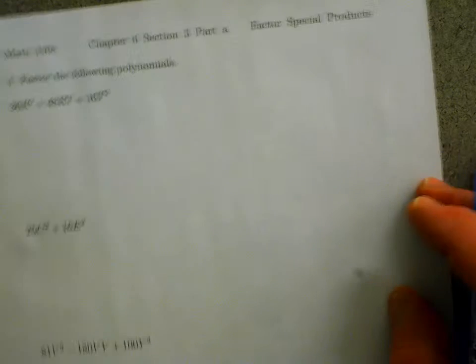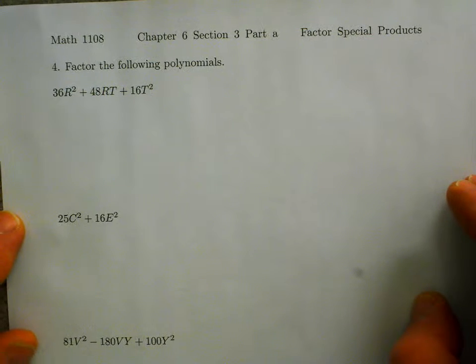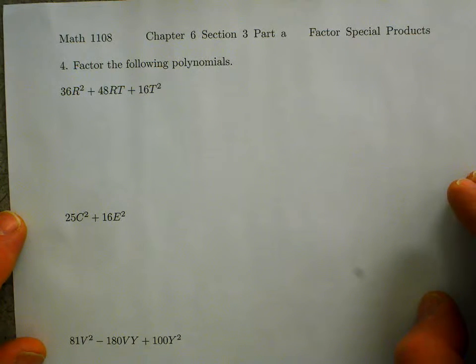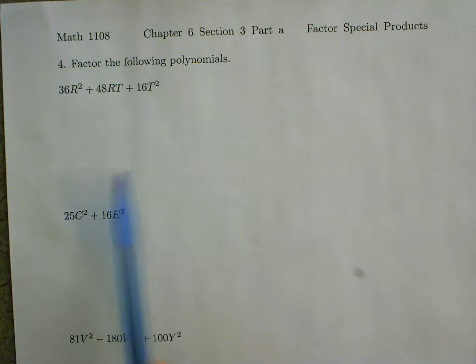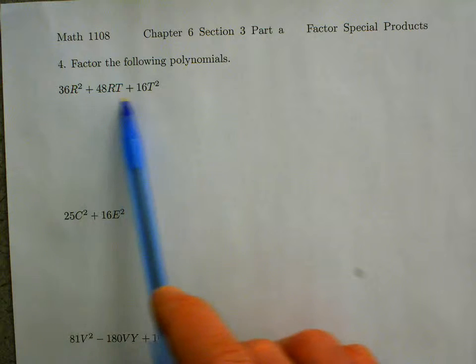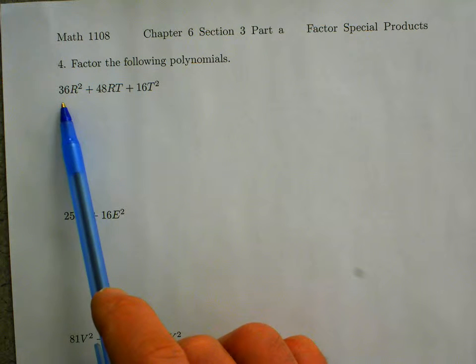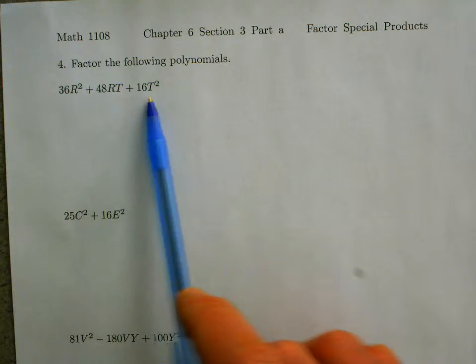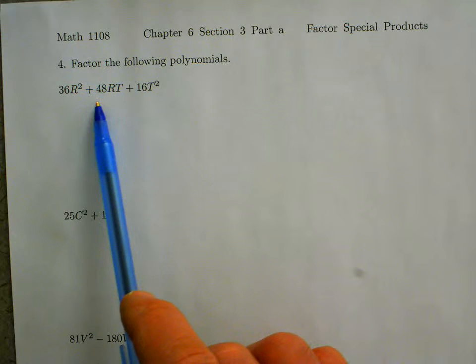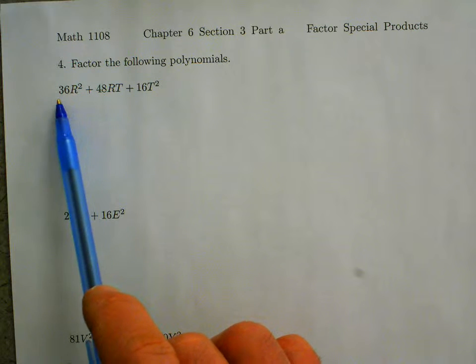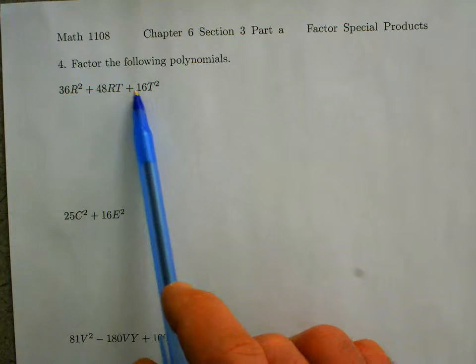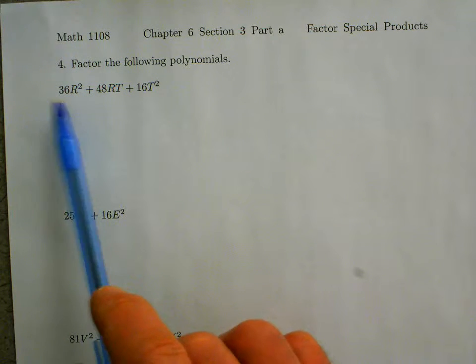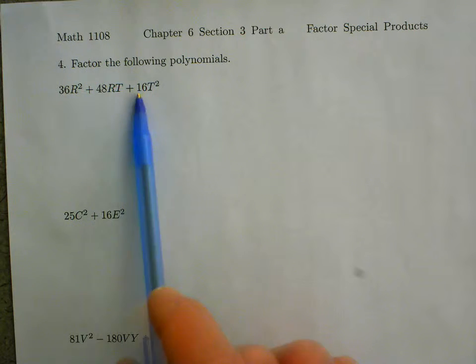Okay, we can do these next ones fairly quickly, probably. Just remember the first step in factoring. Check to see what the greatest common factor is. So the numerical factors are 36, 48, and 16.